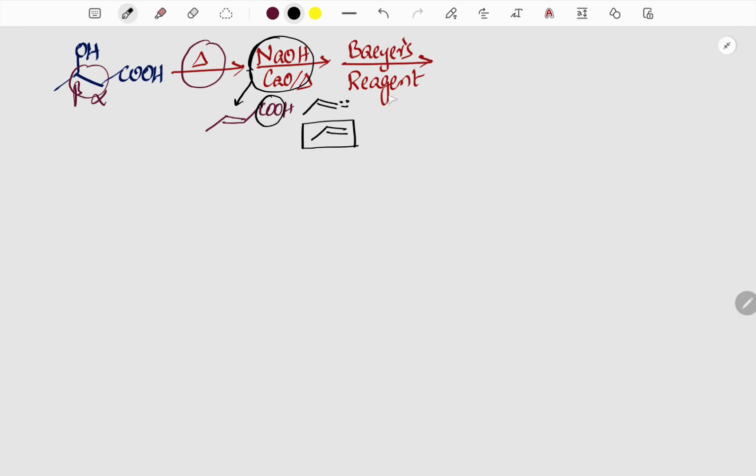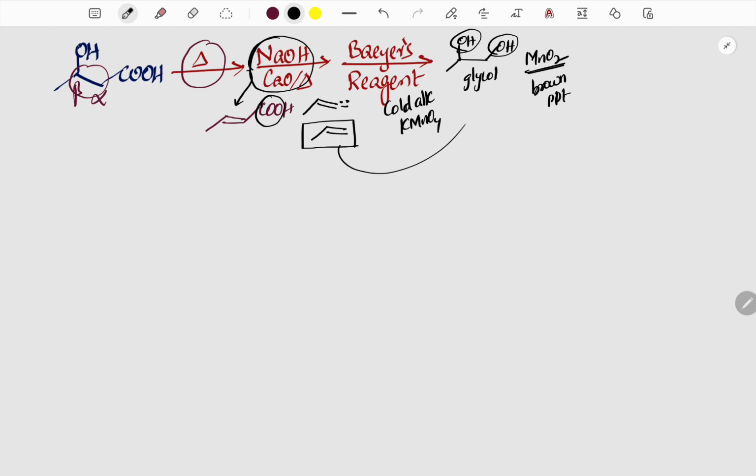Now it is treated with Baeyer's reagent. Baeyer's reagent is cold alkaline KMnO4. So here the alkene undergoes oxidation and forms the corresponding vicinal diol. It is also called glycol. And finally KMnO4 will be converted into MnO2 in the presence of basic medium and it is a brown precipitate.